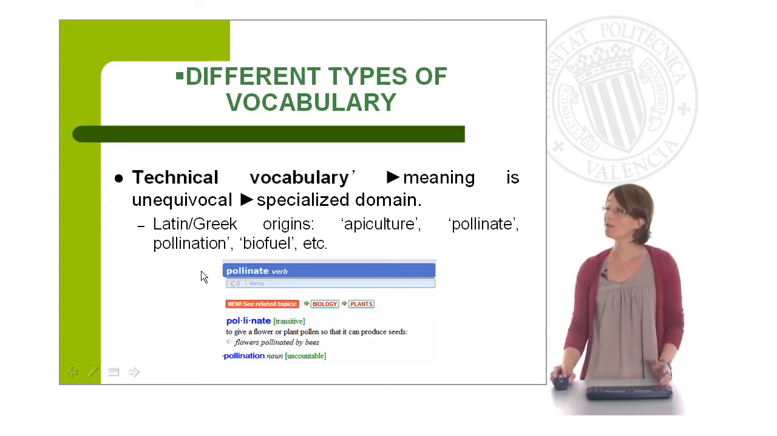So, if we have a look at this screen, which has been taken from an online dictionary, and we type in pollinate, this is what we obtain. Pollinate is to give a flower or plant pollen so that it can produce seeds. So there is no ambiguity in the meaning. Okay? Right.